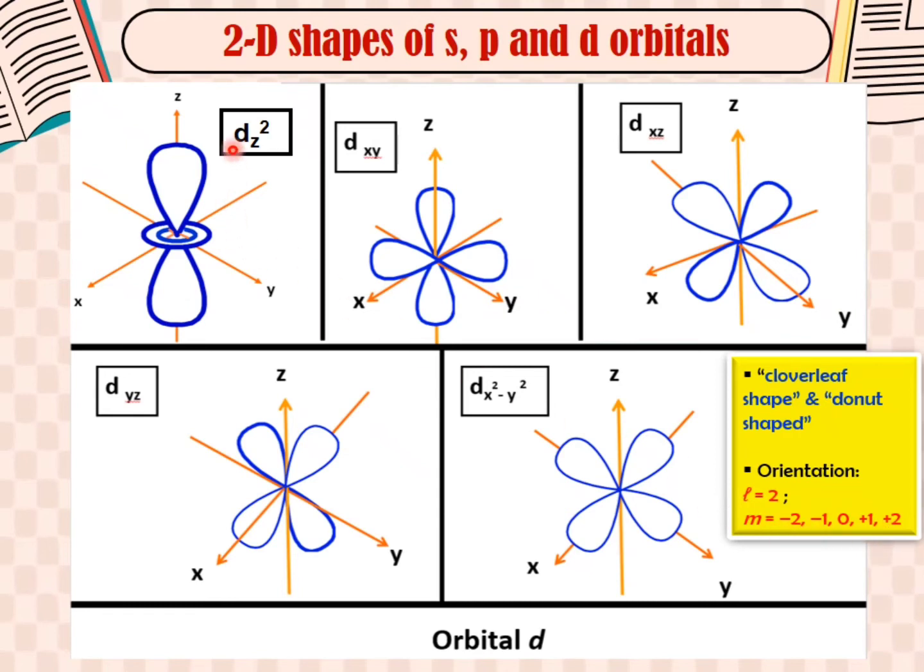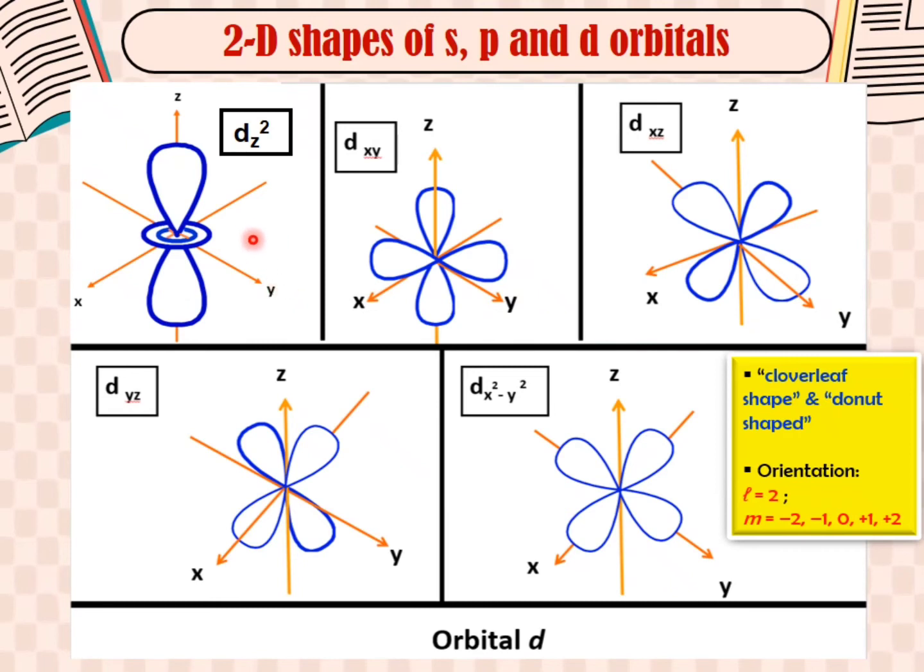So the first orbital, kita ada donut shape. Kenapa donut? Nampak ni ada gelang kat tengah-tengah ni. So this orbital we call as dz squared. And then we have cloverleaf shape. Okay, for donut shape, only one shape.